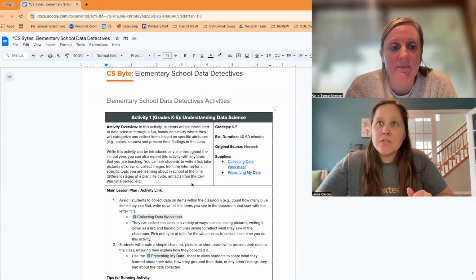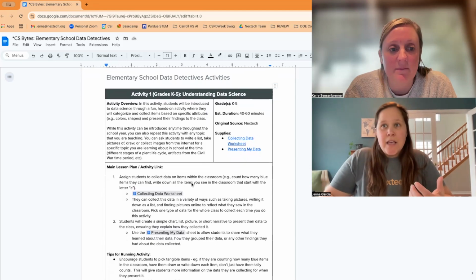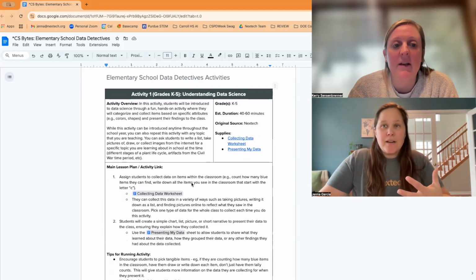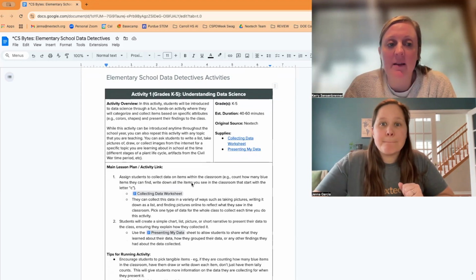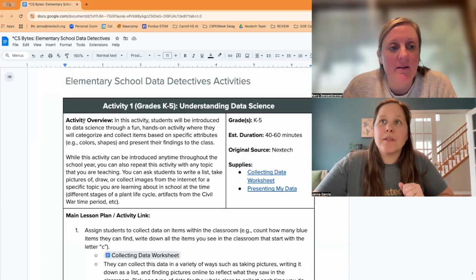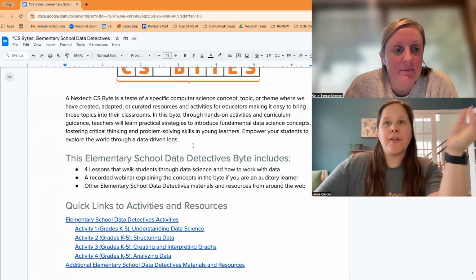So the first activity is just understanding what data science is. And there is a, yeah, go ahead. Can we zoom in on the document a little bit? Oh, yeah, absolutely. Let's see. Thank you. Perfect.